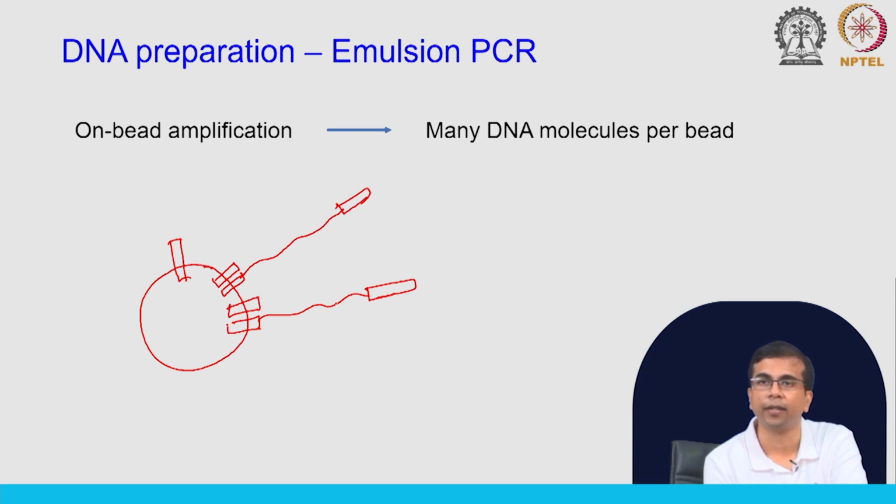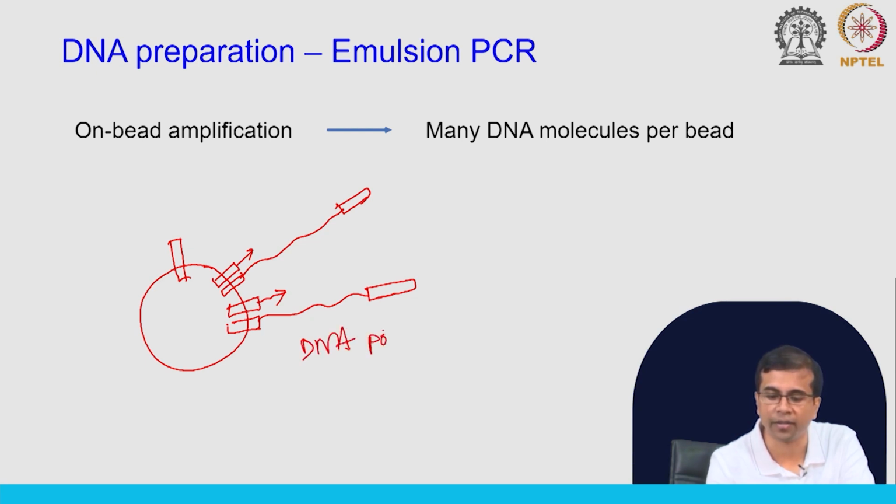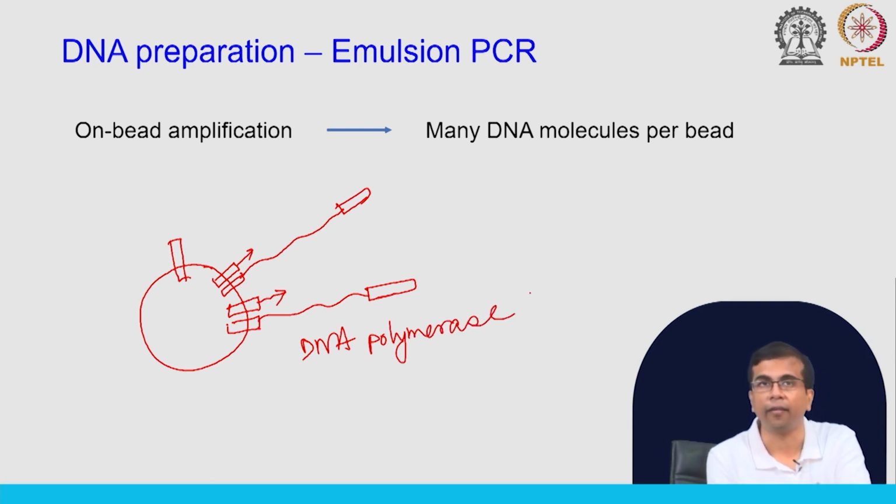So, you can have this extension from here through DNA polymerases. You can synthesize the complementary strand here, and you can have this on bead amplification. So, what is the idea behind on bead amplification? It is that you are generating multiple copies of the same molecule. You are generating these copies on the bead from just one or two molecules.